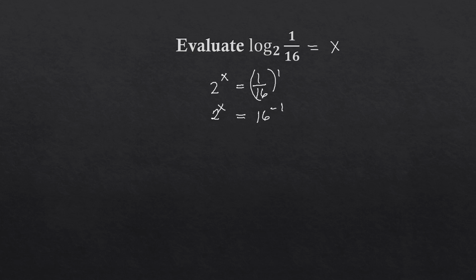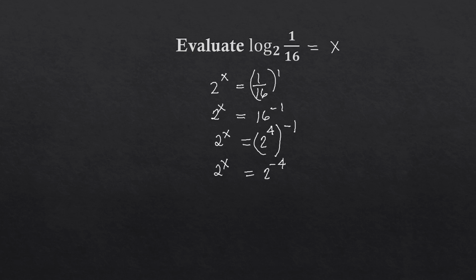And then converting 16 to the base of 2, so we have 2 to the power of x, that will be equal to 16, which is 2 to the power of 4. That is your 16. But then again, we have negative 1 here, so we raise that to negative 1. So we have 2 to the power of x. Simplifying this part, we have the power to power rule, meaning we are multiplying the inner exponent and outer exponent. So we have 2 to the power of negative 4.